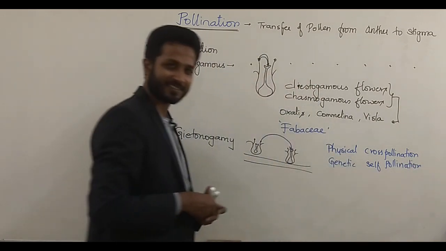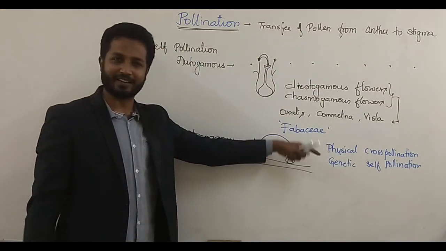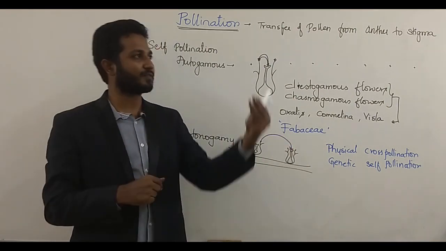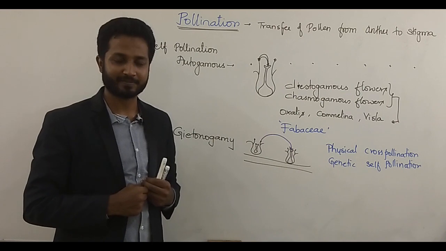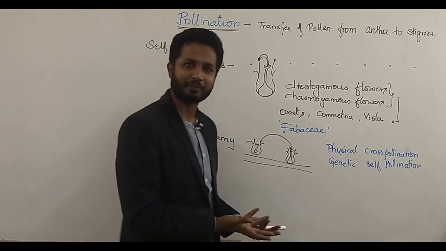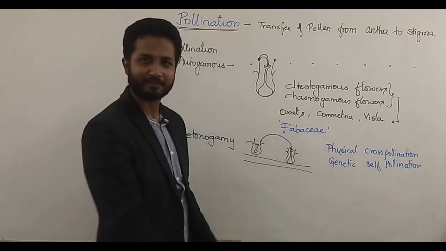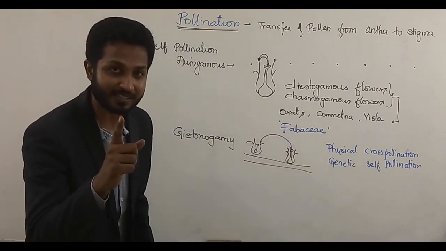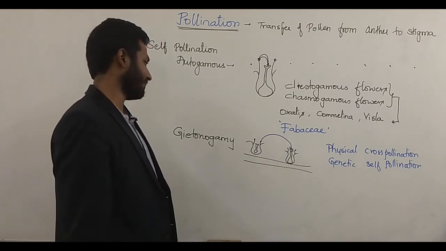See the difference? Physically, obviously, you see two different flowers being involved. Pollen of one flower is falling onto the stigma of another flower. But how about the genetic makeup? Genes remain the same because it is from the same plant. So the same type of genes are falling onto the stigma. This is known as Nitonogamy.